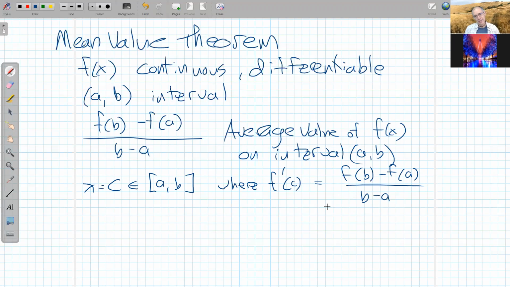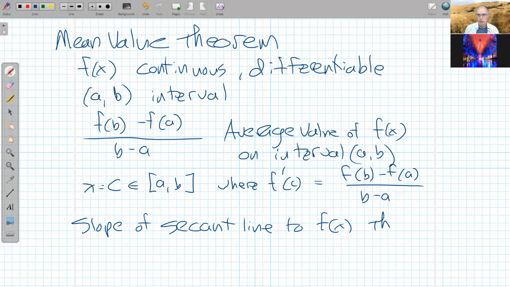Now, you may recognize this average value as the slope of the secant line between the 2 points. So this is also the slope of the secant to this function f of x through this interval. So we could say through the points a, f of a and b, f of b. And this is related to the intermediate value theorem, which we talked about a little while back.